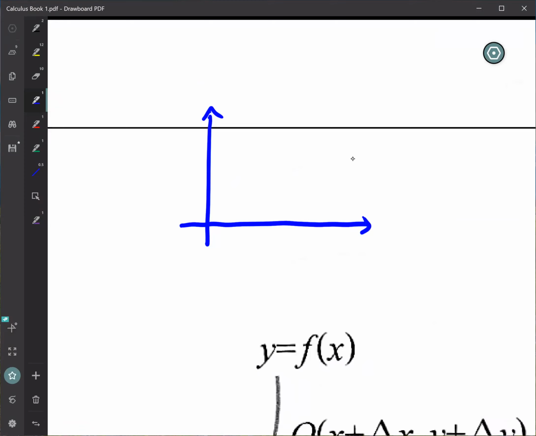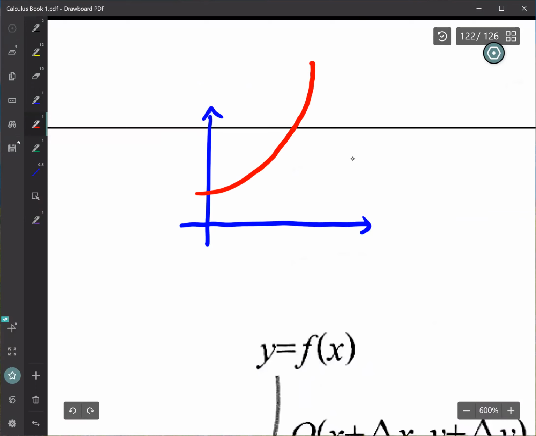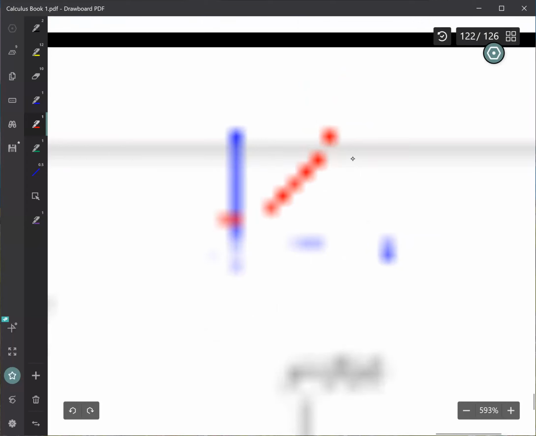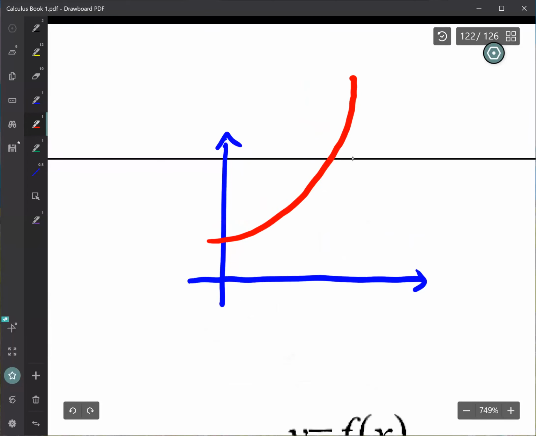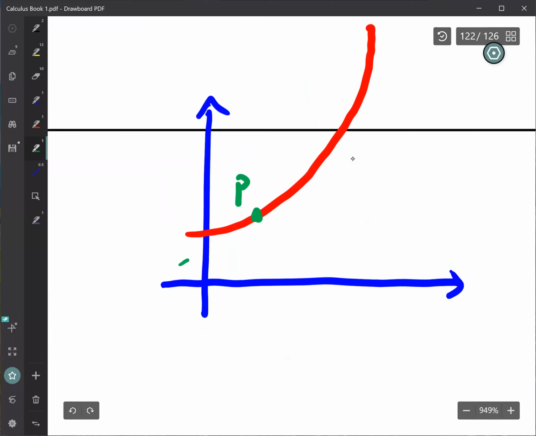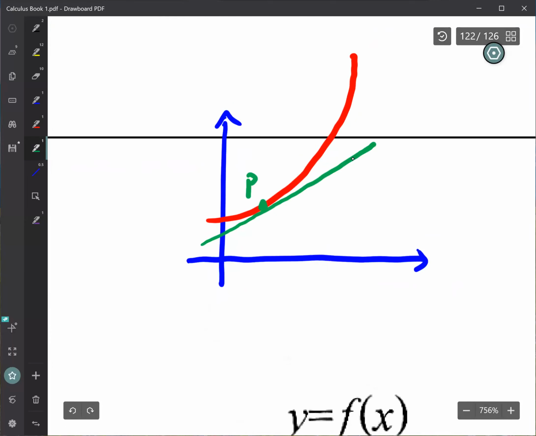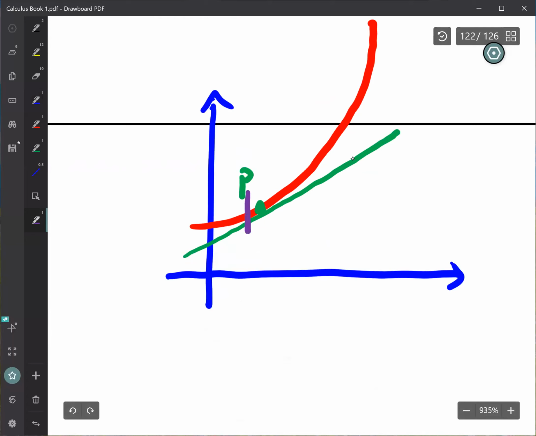So let's draw with red. And then we place a tangent line at point P. Point P, I will use the green. So this is point P. And then we place a tangent line, so it looks like this. Okay, so what the bottom picture is about is actually a little section. I'll use the purple. So it's zooming in on this portion.